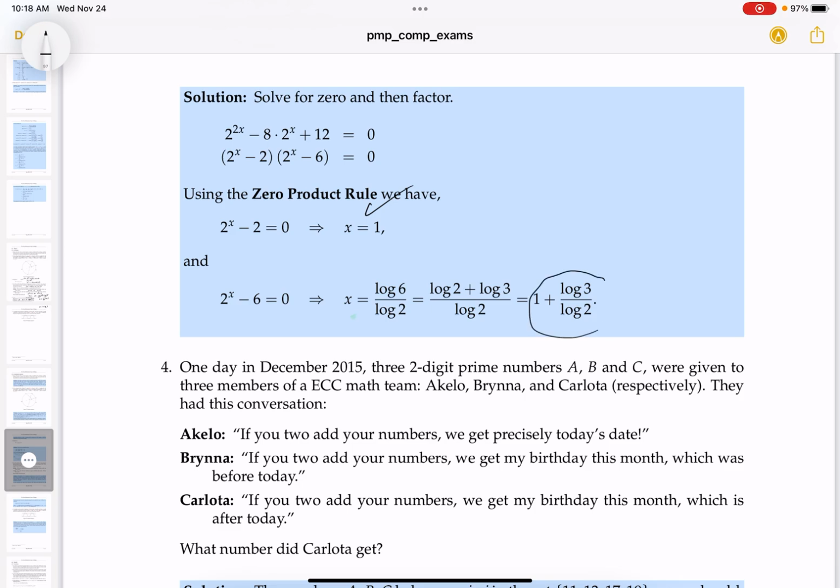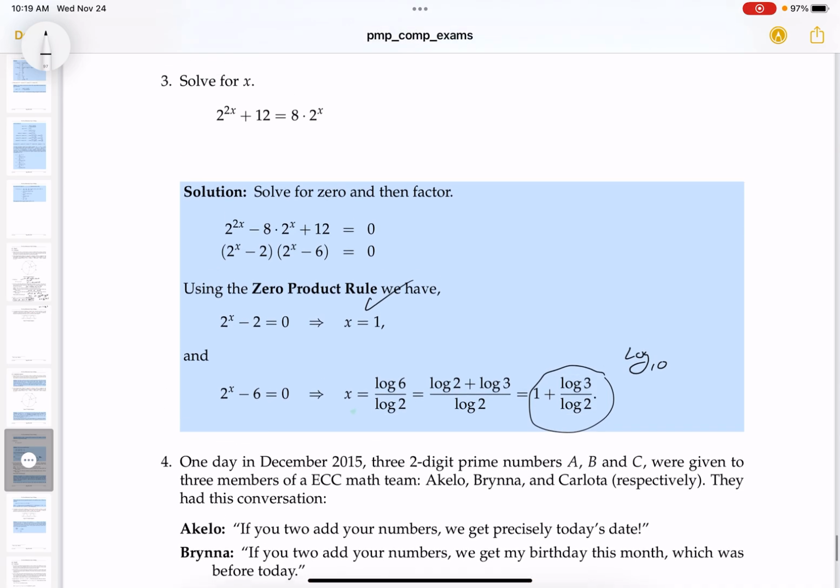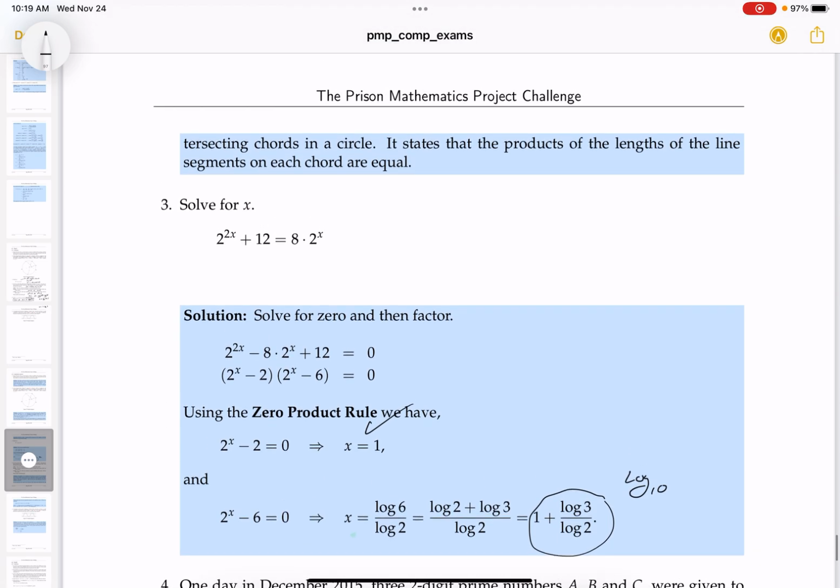Now, they're writing something different. They're using log base 10. All right, that's up to them. You could also use base a, whatever. I use base 2. So equivalent answer. Yeah, same answer. All right. So let me go back.